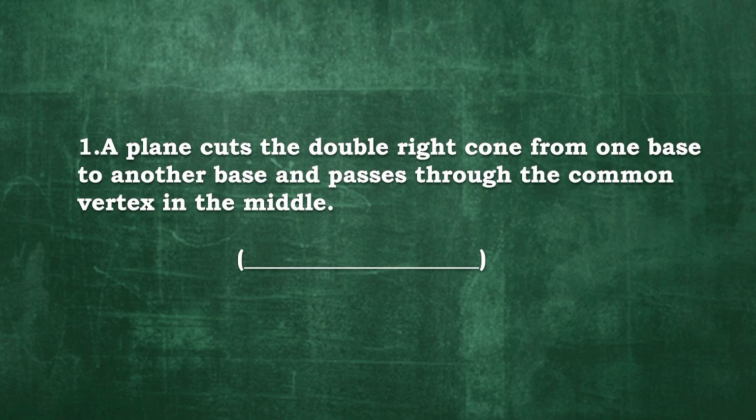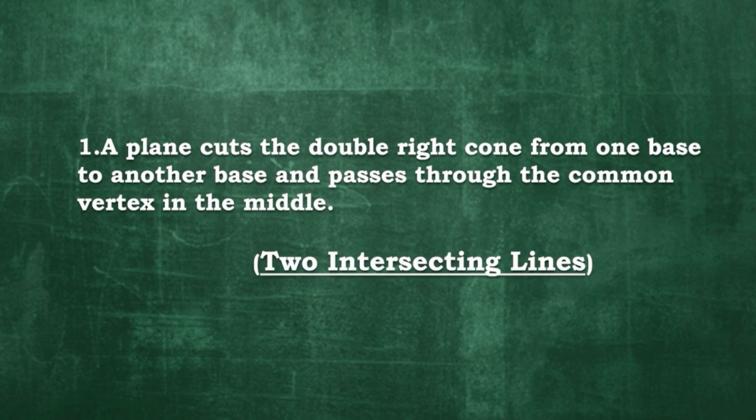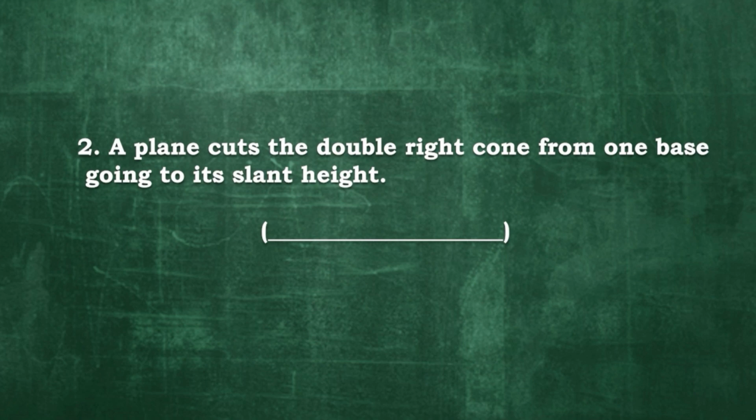Number 1. A plane cuts the double right cone from one base to another base and passes through the common vertex in the middle. The answer is two intersecting lines. Number 2. A plane cuts the double right cone from one base going to its length height. The answer is line.